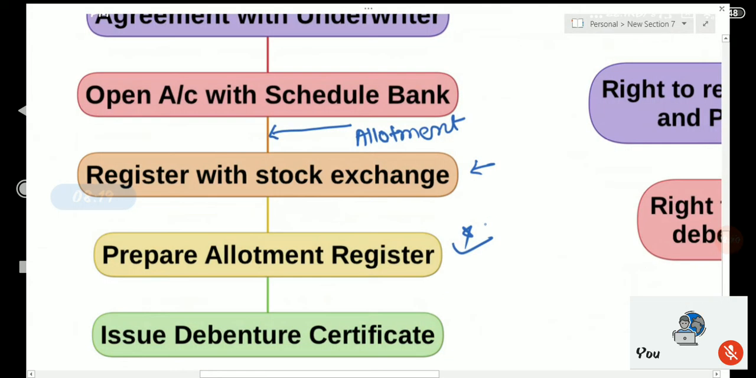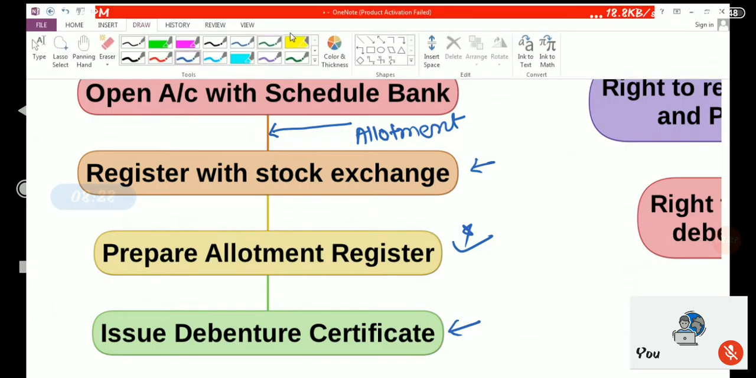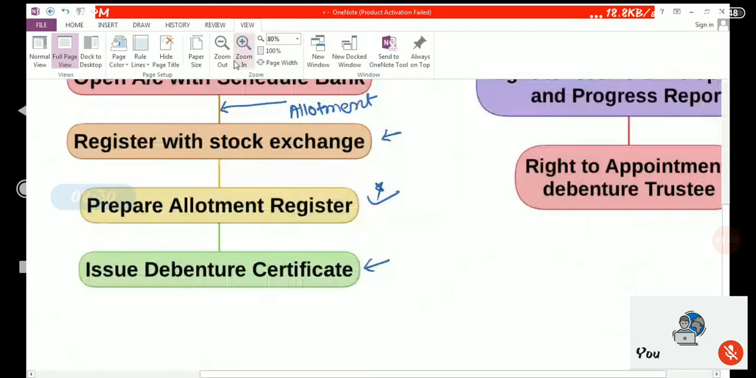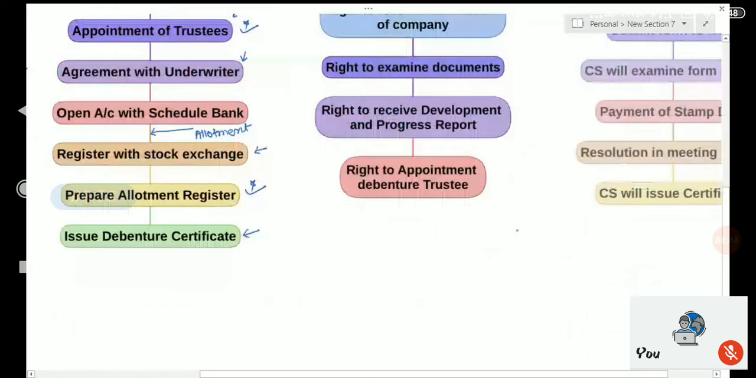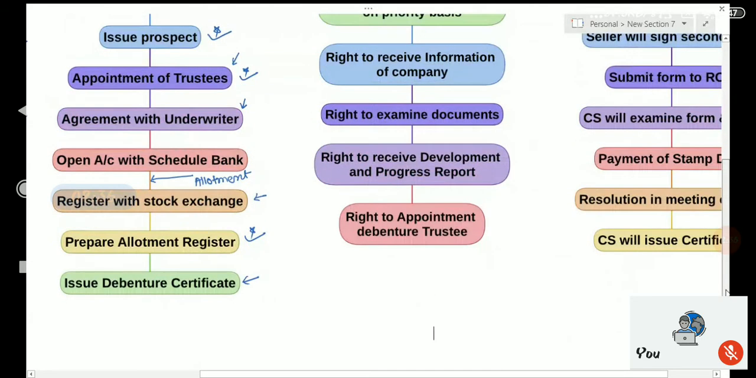And finally, issue of the debenture certificate. So here the debenture certificate will get issued. Okay. So basically the company has to follow these many steps.